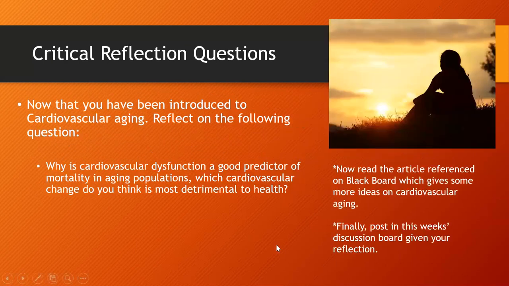So now that we've talked about some of the changes here, this week you're going to post a voice or video contribution and explain from your point of view, again, drawing on your experiences, your research, or what articles you've come upon, why is cardiovascular dysfunction a good predictor of mortality in aging populations? And what types of cardiovascular change do you think are associated with being the most detrimental to overall health?